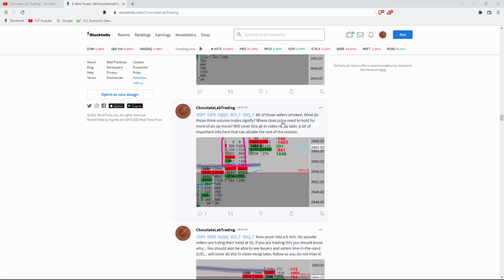Okay, all of those sellers were smoked. What do those thin volume nodes signify? Where does price need to hold for more of an up move? We'll cover this in the video recap. So pull up the picture once more.